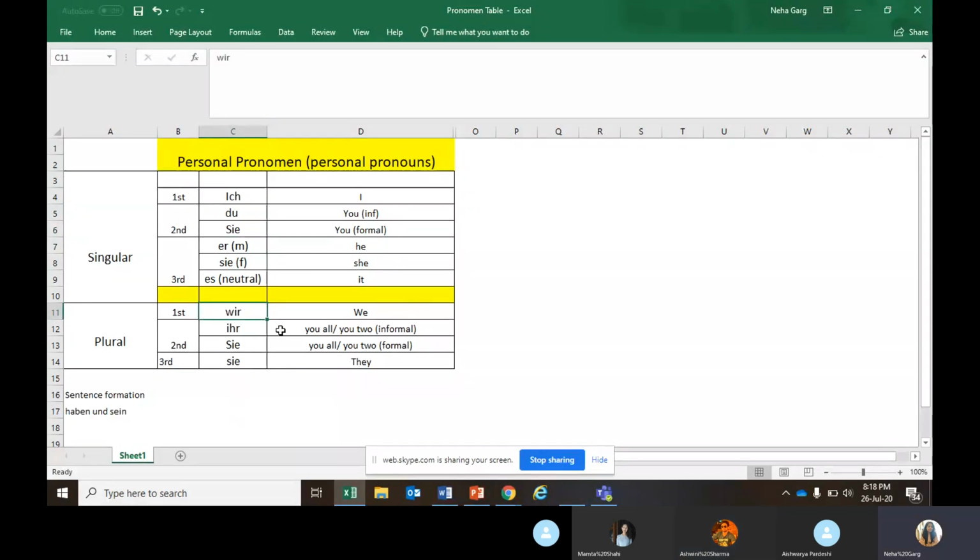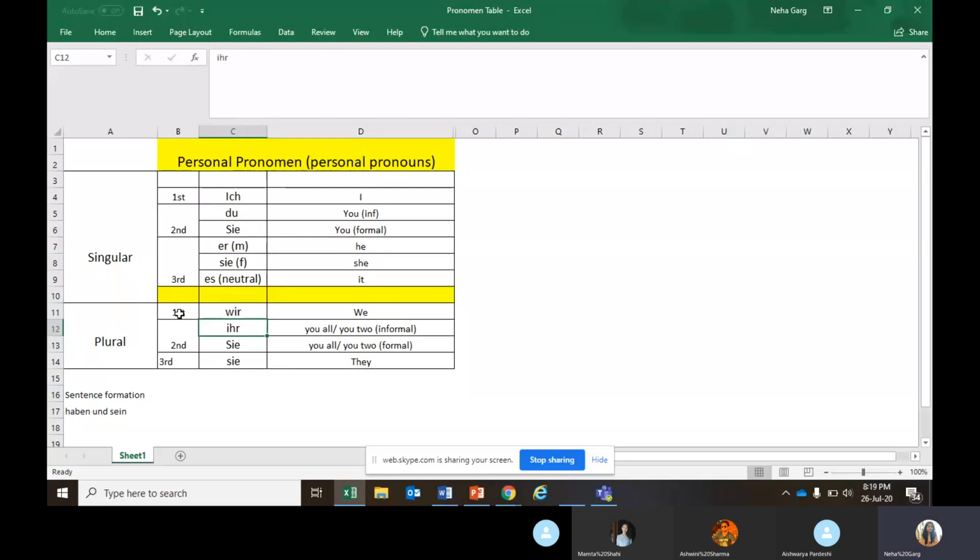Then we have a different section, plural. Till here, these were singular cases. Now with plural, the first case would be wir, we. Like when I have 2-3 people with me, we. Wir, with small w. Not B, V. It's starting with W, right? Wir, W-I-R. Wir.